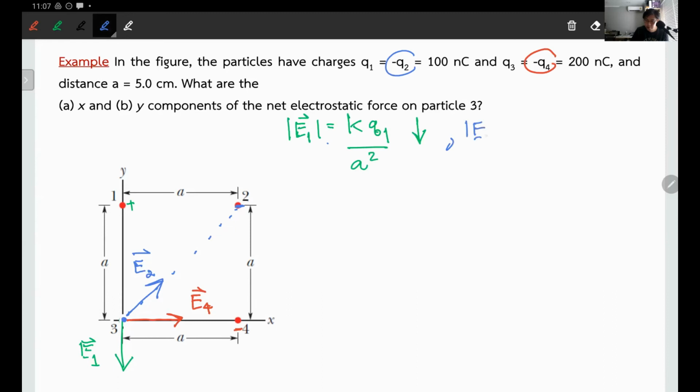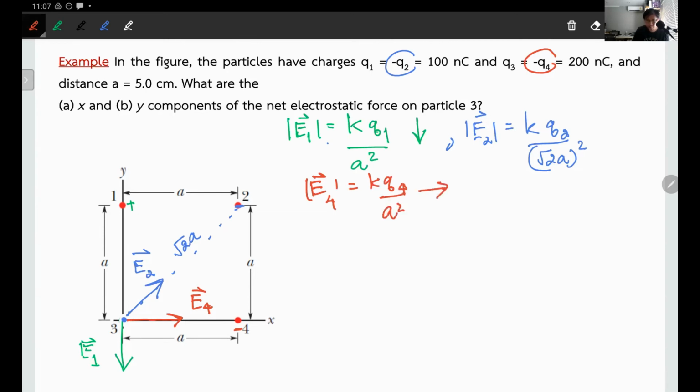E2 magnitude is going to be K Q2, divided by root 2A squared, because this is just a square, so the diagonal is A root 2. Very nice. And now electric field number 4 is going to be K Q4 over A squared, and that's horizontal. This one, E2, is at 45 degrees, like that.